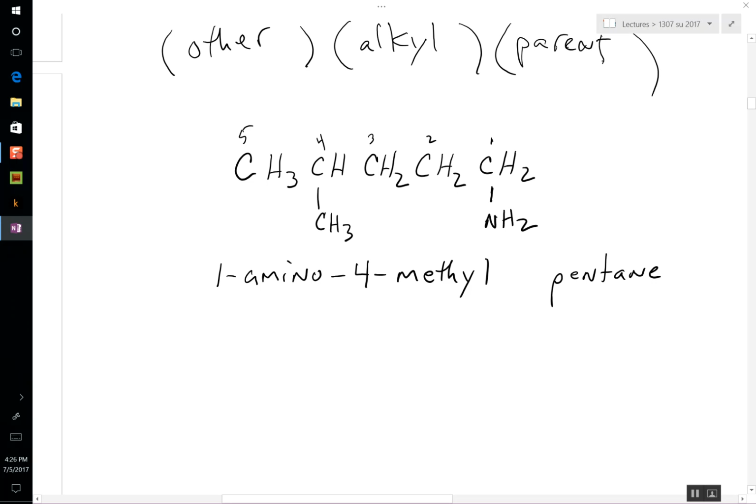All right, now this is IUPAC. That is the way I prefer to do it, treating the amino group as a substituent. The alternative way is to put it in the parent name. The other way of doing it is to put the amino group in the parent name. So you end up with a parent name like this, pentanamine.